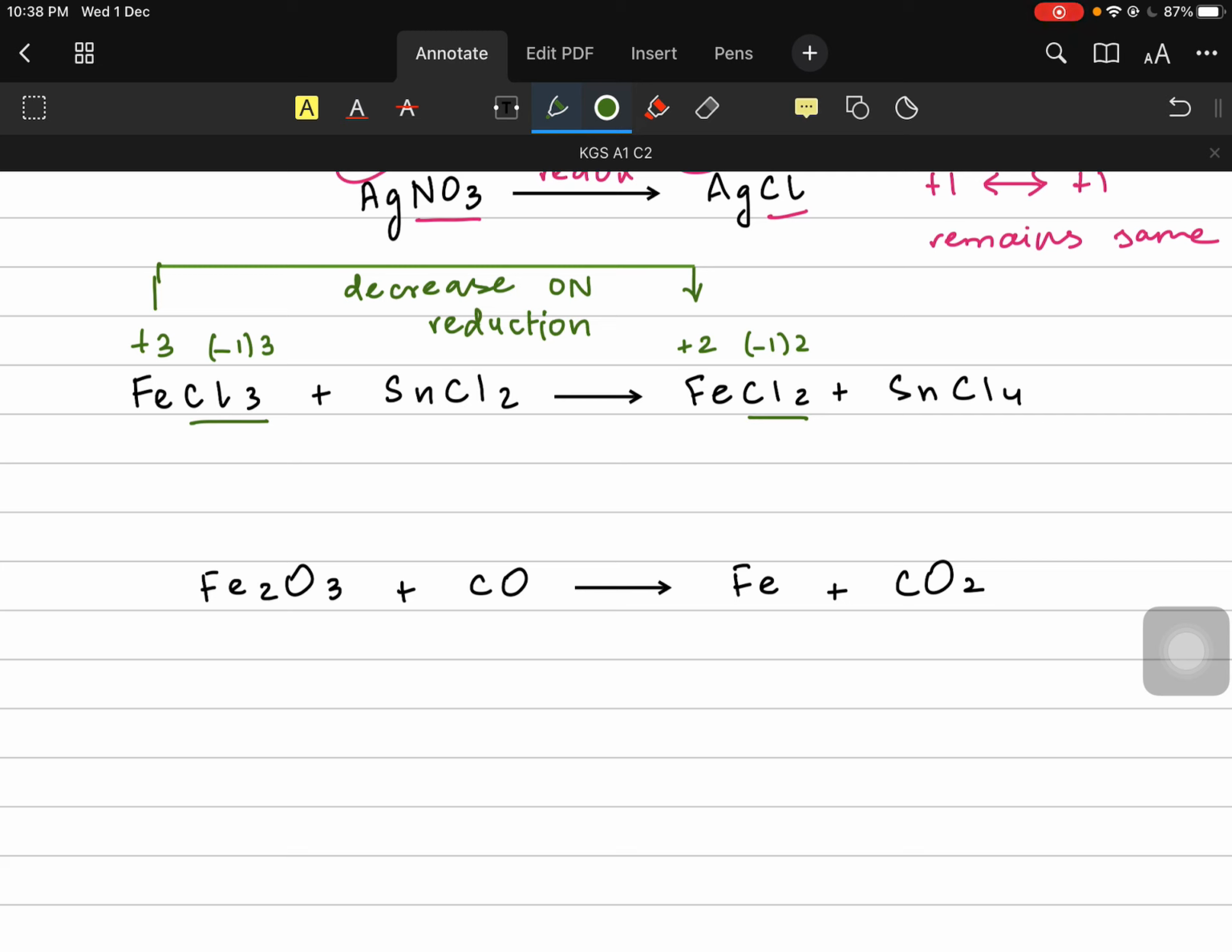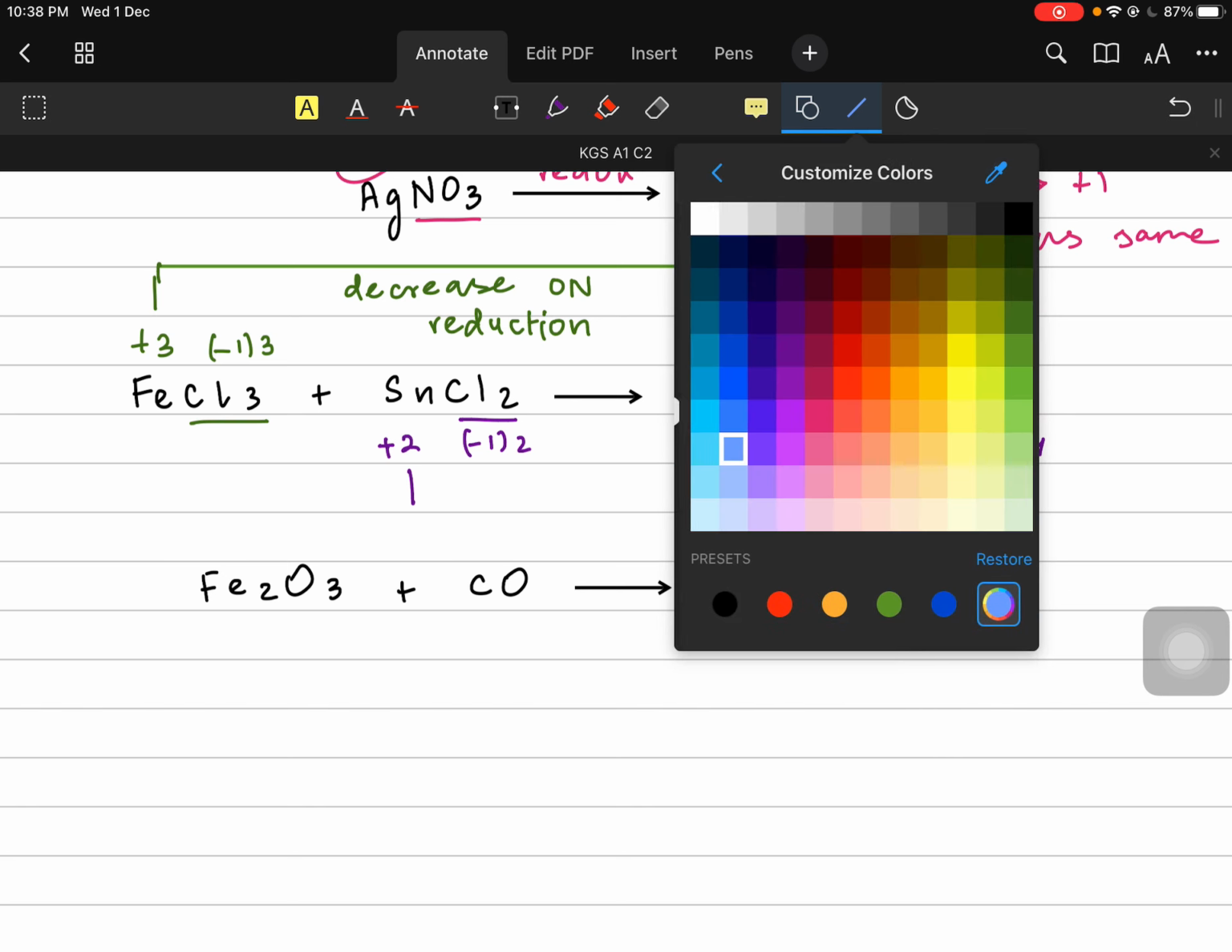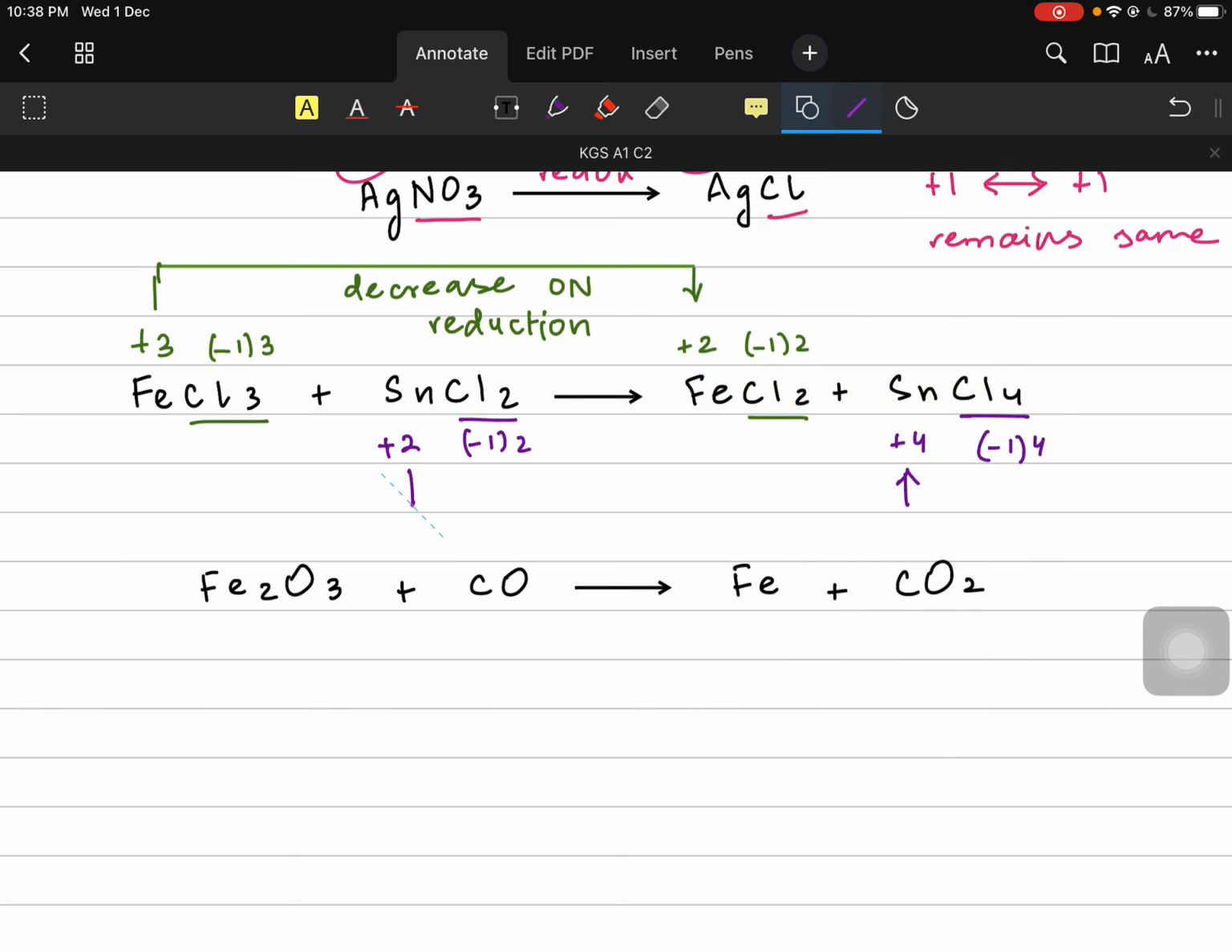Let's look at the tin chloride. I can see that it was previously a -2. So it is 2 Cls. Tin has to be a +2. But by the end of the equation I can see there are 4 Cls, which means it is a -4 charge. And tin has to be +4 to counter it. So tin is changing, let's say I'll make the line over here properly, from +2 to +4, and that's an increase in oxidation number. Increase in oxidation number, which means it's an oxidation process.